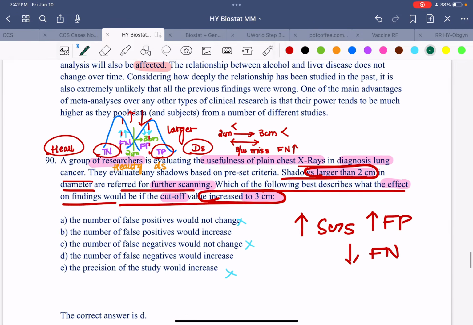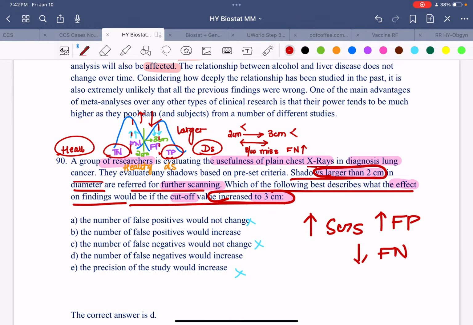Question number 90. A group of researchers is evaluating the usefulness of plain chest x-rays in diagnosing lung cancer. They evaluate any shadows based on preset criteria. What's the preset criteria? Shadows larger than 2 centimeter diameter are referred for further screening. Which of the following describes the effect on findings if we increase the cutoff value from 2 to 3 centimeter?